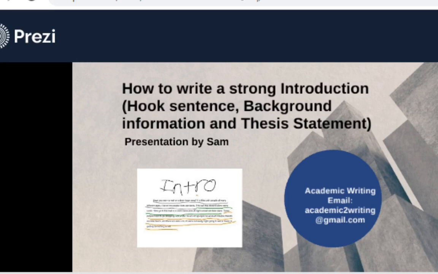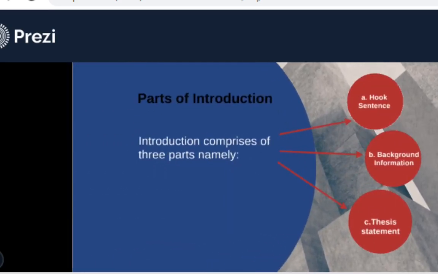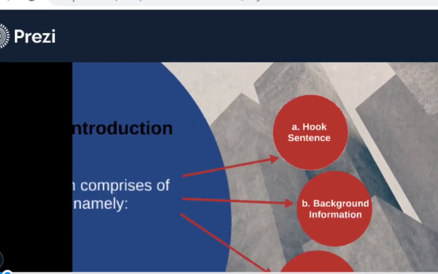If you have not watched the first part of this lesson, I've included the link to that presentation in the description box. In the previous video, we stated that an introduction has three elements, namely the hook sentence, the background section, and the thesis statement. We will discuss these three parts with much emphasis on the thesis statement. Let's start with the hook sentence.